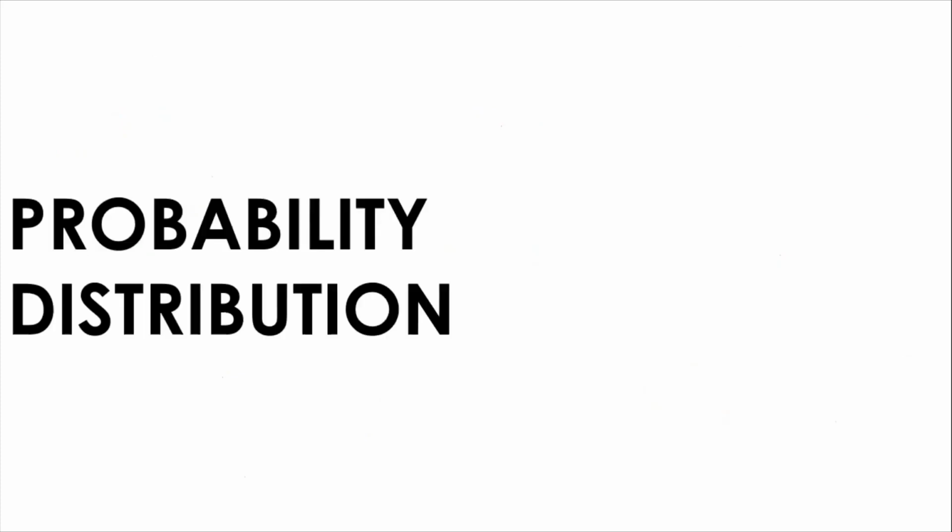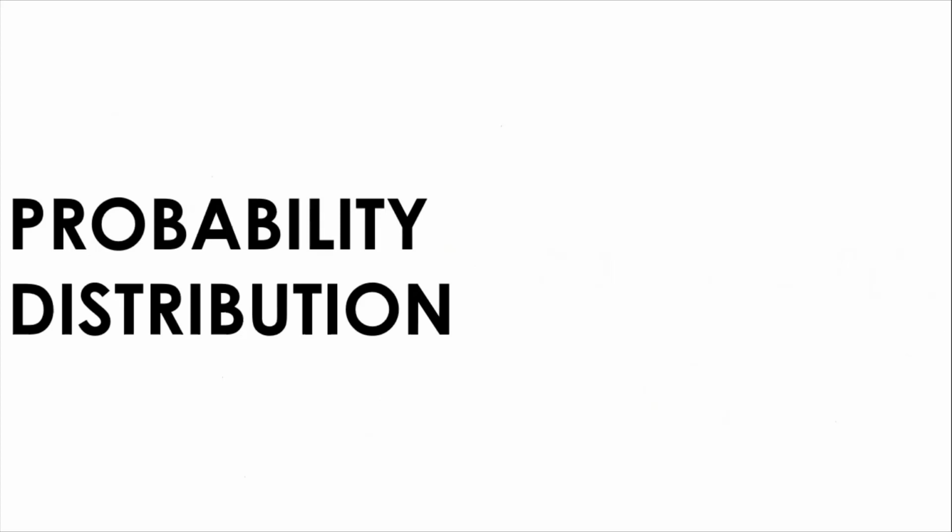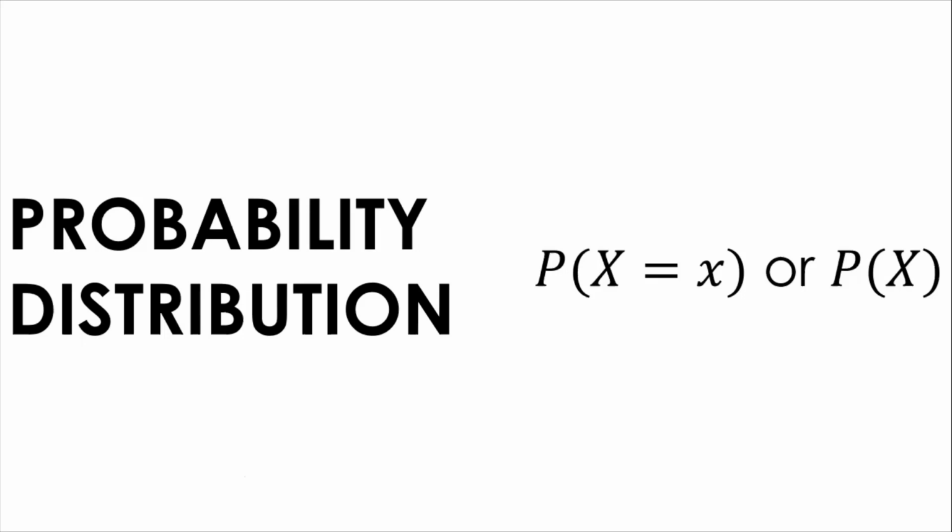Probability distribution. Probability distributions are statistical functions that describe the likelihood of obtaining possible values that a random variable can take. It can be written as P of X equals x or P of x, which respectively can be read as probability of X equals x or probability of x.